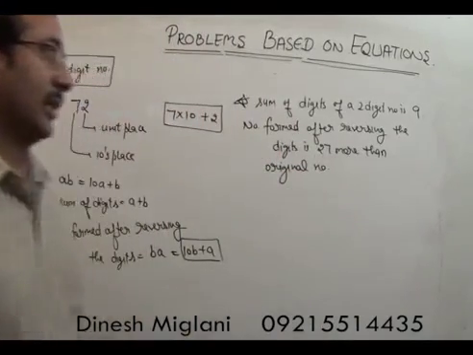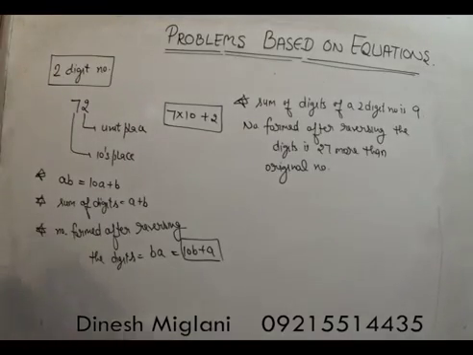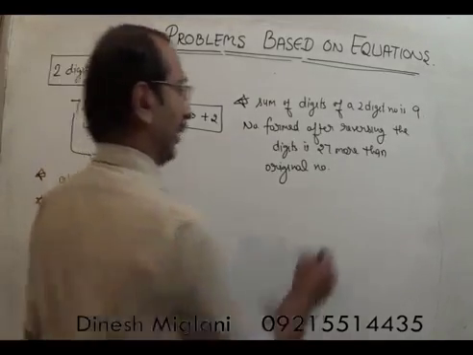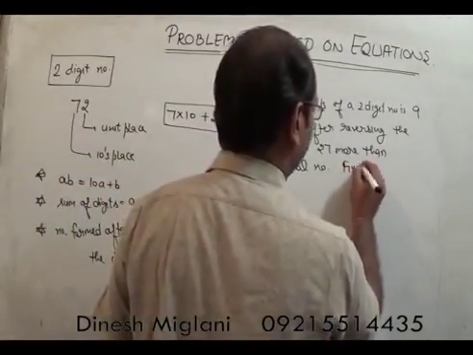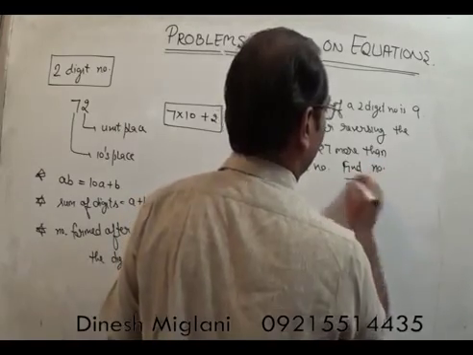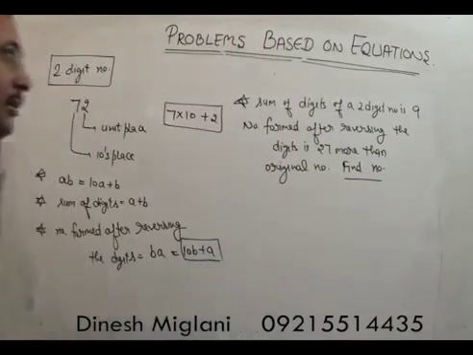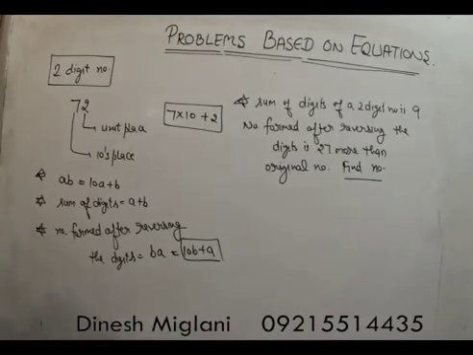The number formed after reversing the digits is 27 more than the original number. The question is we have to find our initial number. Now in this question, the sum of the digits is 9.